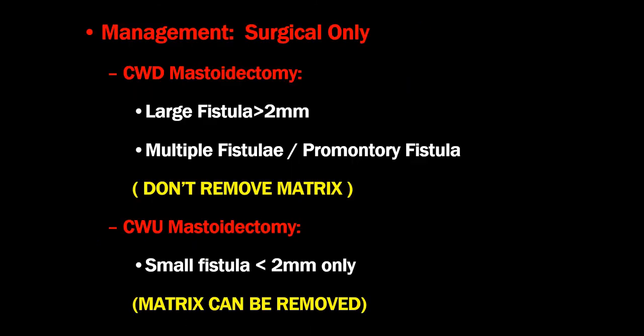So management is surgical treatment. There is no medical treatment for labyrinthine fistula. Canal wall down mastoid surgery is done when there is a large fistula more than 2 mm, or when there are multiple fistulae, and don't remove the matrix there. Canal wall up mastoid surgery is usually performed for small fistula less than 2 mm only, and the matrix can be removed.